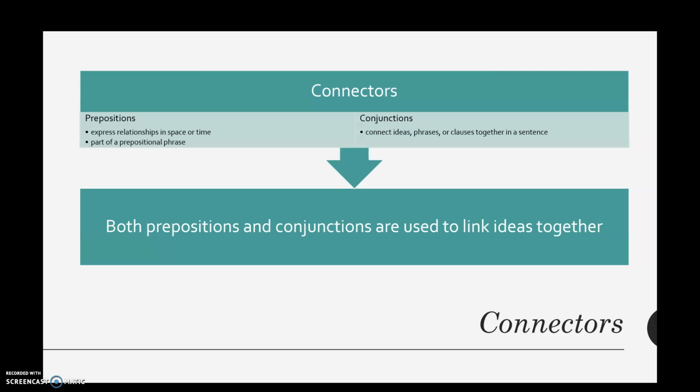As I said, both prepositions and conjunctions are used to link ideas together, but they're used differently. Prepositions express relationships in space or time. Conjunctions connect ideas, and phrases group them together so that you know which things belong in which box.